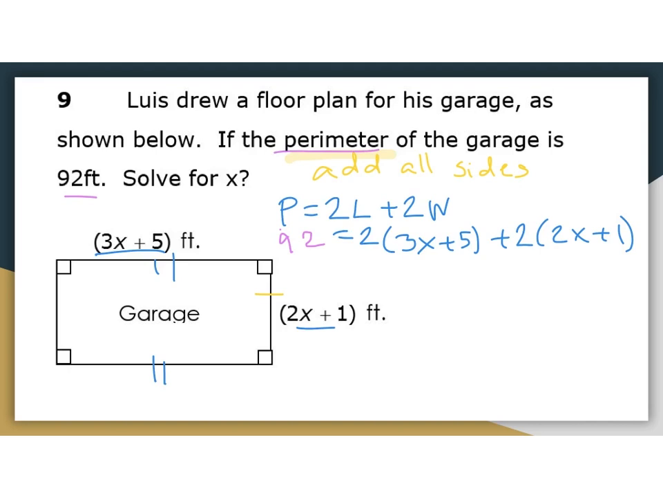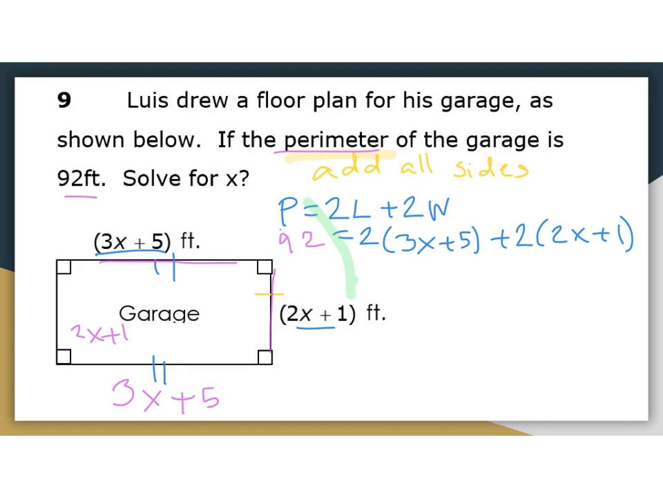Now, is this the only way that you could have done this? Not at all. You could have said, okay, if the top here is 3x plus 5, the bottom is 3x plus 5. If the side has a length of 2x plus 1, then this is also 2x plus 1. And then you could go around and combine all your like terms. The way I have the problem set up, that's not the path that I took. That doesn't mean that I'm wrong. It just means, once again, we can solve these different ways.